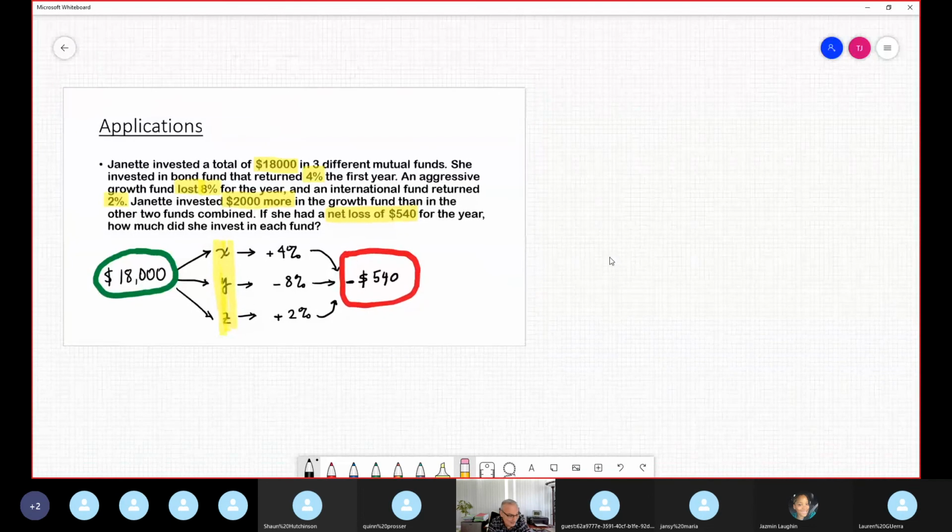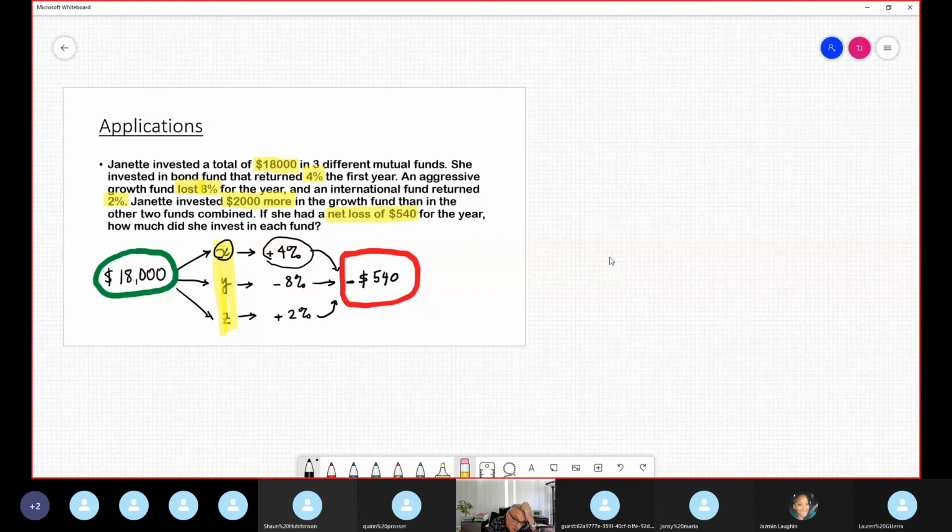Okay, it's about Janet. Janet invested a total of $18,000. This is the total money that she has. But she split the money in 3 accounts. No, not account, it's investment, in 3 different mutual funds. She invested in the bond fund, that returns 4%. So this percentage is associated with the first. Okay, the first amount of money is X. This is money, 3 money.